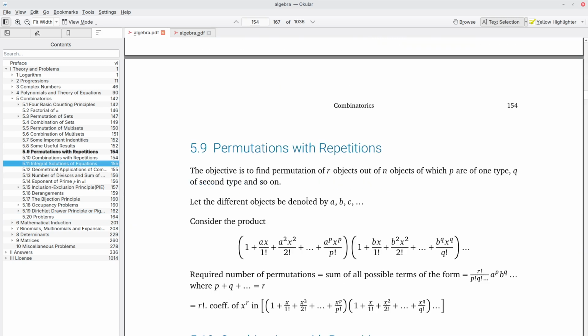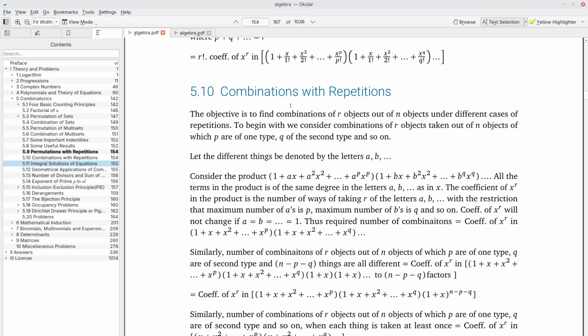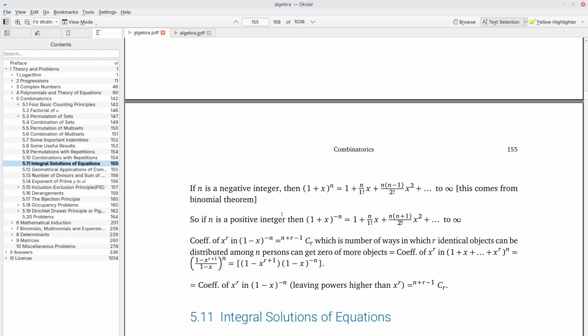The other section which you can read is combination with repetition and permutation with repetition. So if you read these sections, you will be clear how to solve the problems.